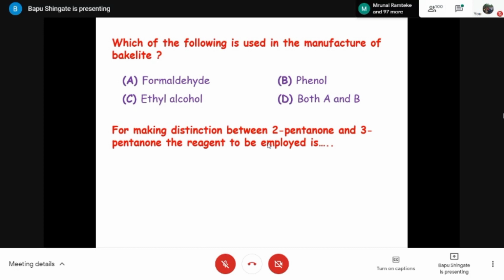Now this question I can ask in a university examination. How will you distinguish 2-pentanone and 3-pentanone from each other? By which reagent? This question is asked in the university examination. Consider which reagent is used for distinguishing 2-pentanone and 3-pentanone chemically.